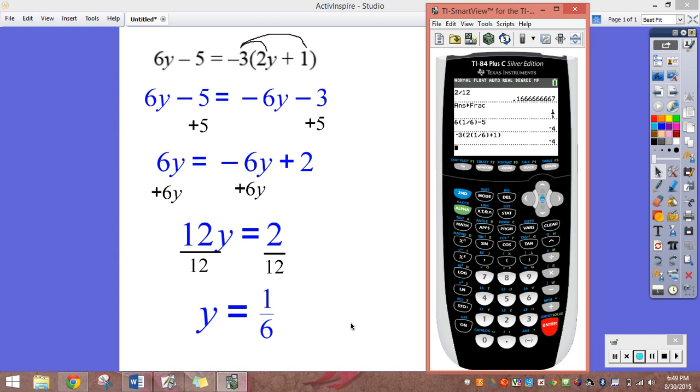So I know my answer is correct. And whenever you're taking a test or a quiz, even in your homework, you always want to do a quick check to make sure that your solution is correct. And that's how you would solve a multi-step linear equation.